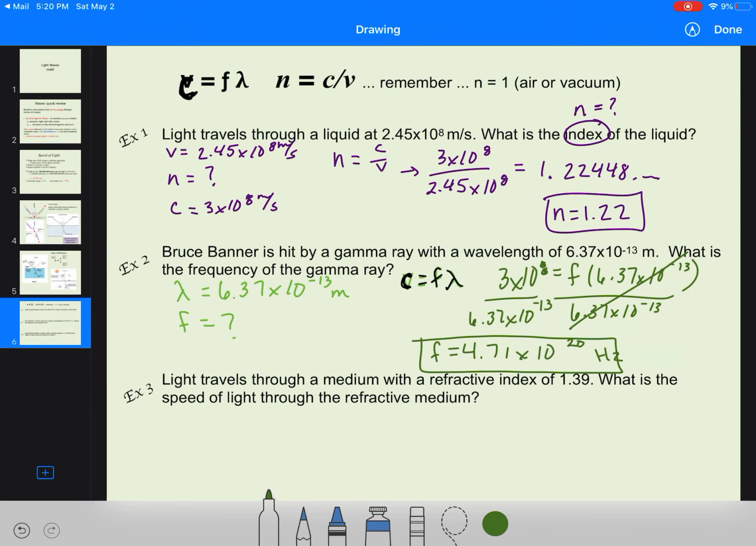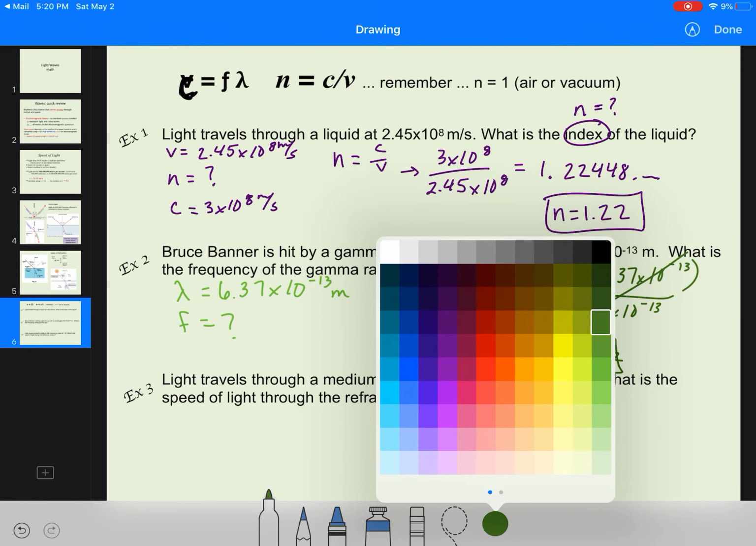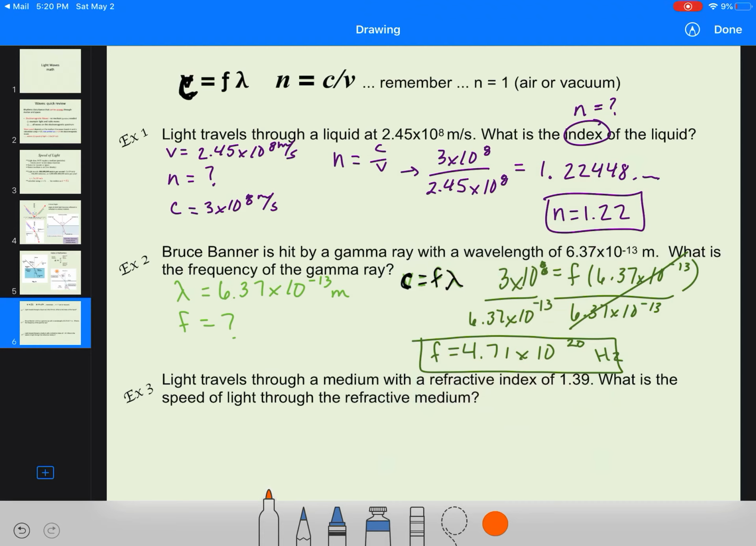Okay. All right, last example. Let's get us a different color here. All right, so it says light travels through a medium with a refractive index of 1.39. So this is the letter N. I know that because it calls it the refractive index. I know that because there's no unit at the end of this number. What is the speed of light through the refractive medium?